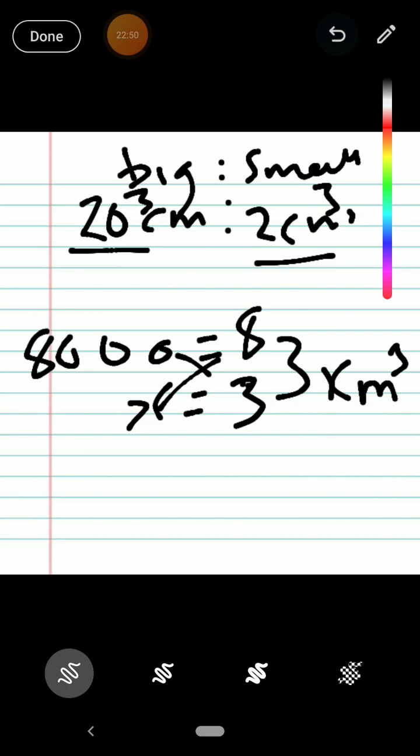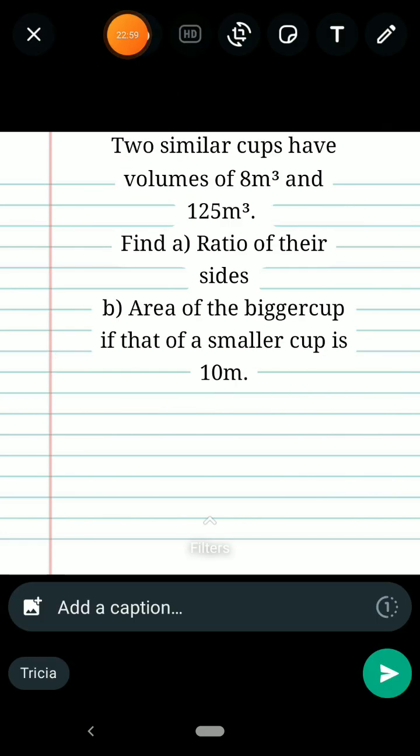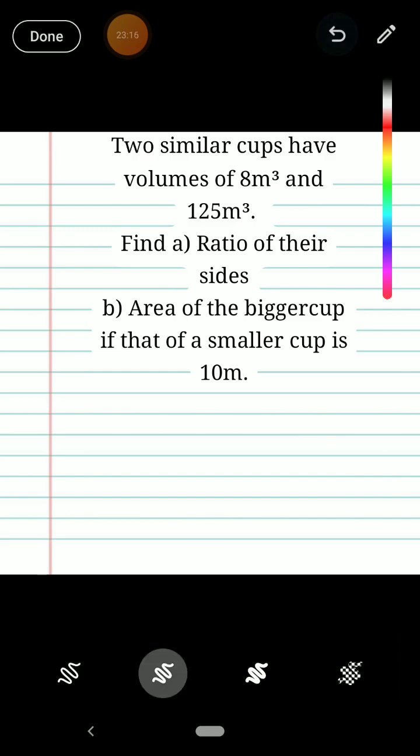I want to show more examples, but I feel like I'm wasting your bundles. Let me just do one more example. Maybe it's going to be very helpful. So the question reads, two similar cups have volumes of 8 meter cubed and 1.5 meter cubed. Find A, the ratio of their sides, B, the area of the bigger cup if that of the smaller cup is 10 meters.